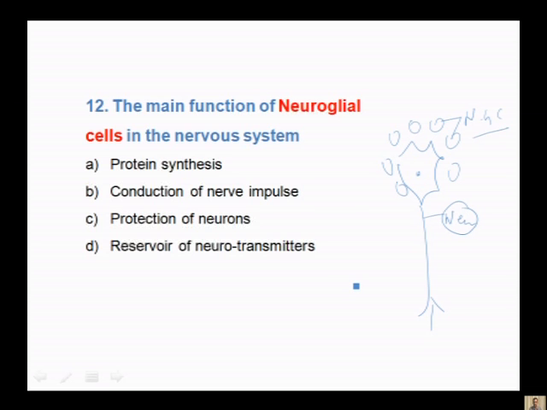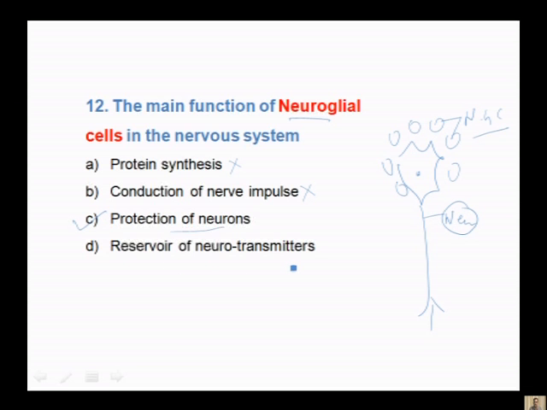into the nervous tissue. Answer for this question: protein synthesis, no. Conduction of nerve impulses is done by neurons. Protection to neurons is done by the neuroglial cells. Answer for this is option C.